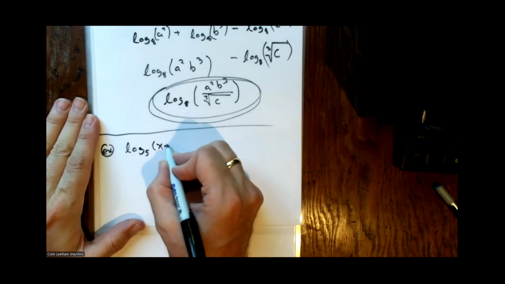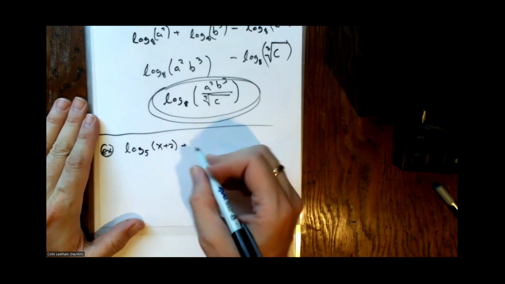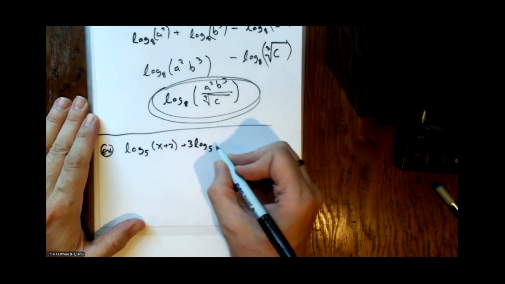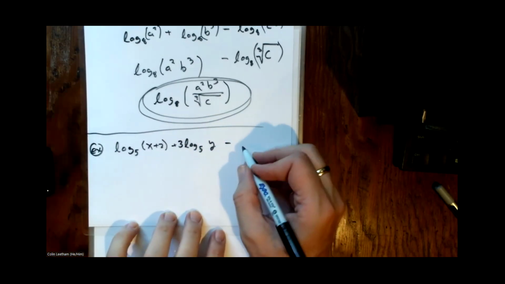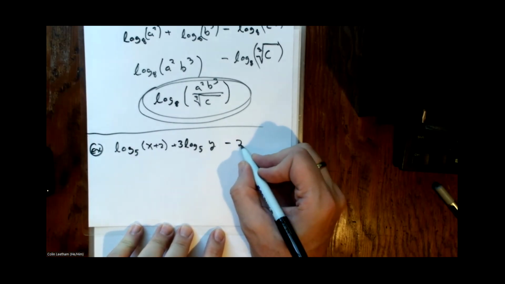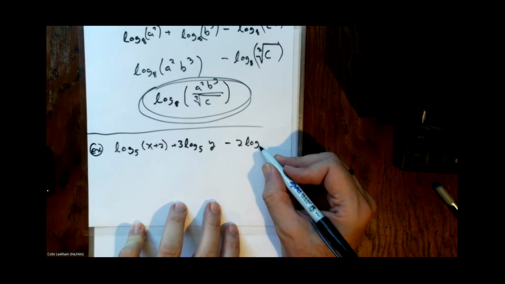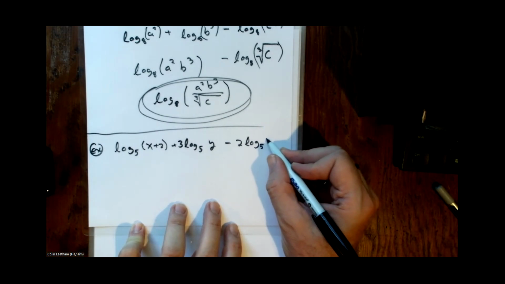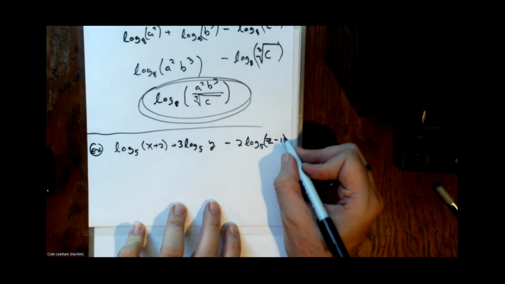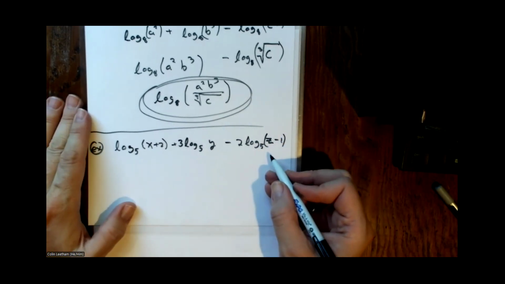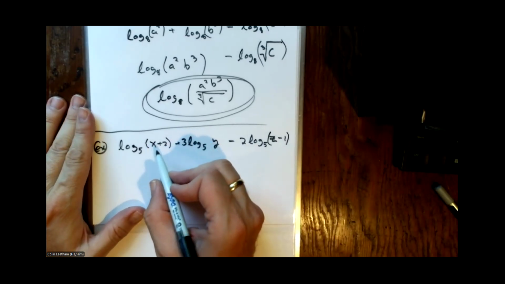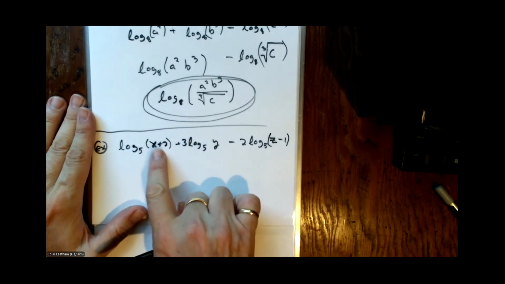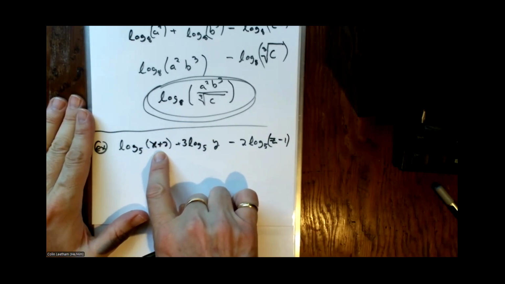Let's say I've got log base 5 of x plus 2, and then I'm going to add to that 3 log base 5 of y, and then I'm going to subtract from that 2 log base 5 of z minus 1. And this one's a little bit fun because, okay, all of a sudden, whatever this log argument is, this is a single factor. This isn't broken up. This is just one specific thing.